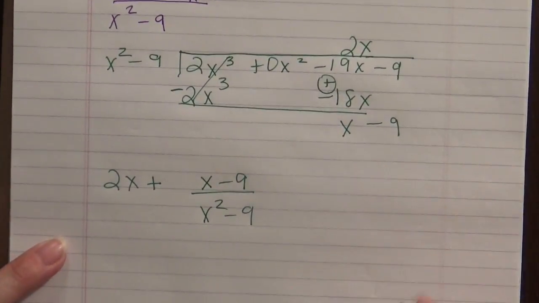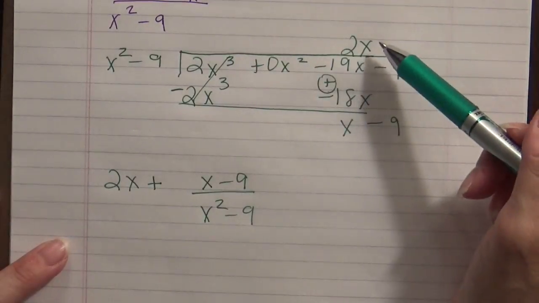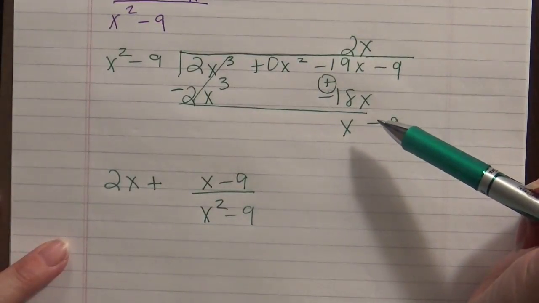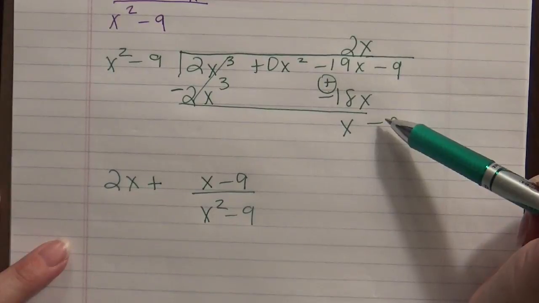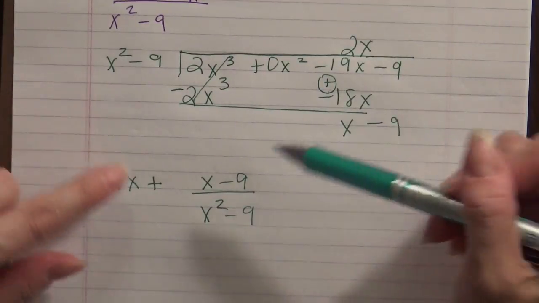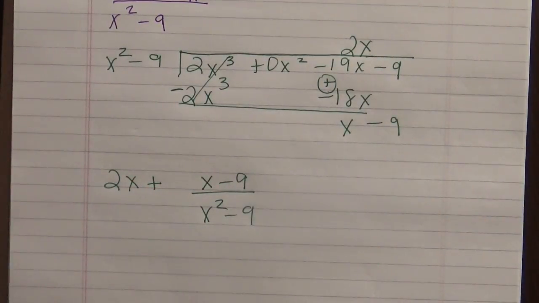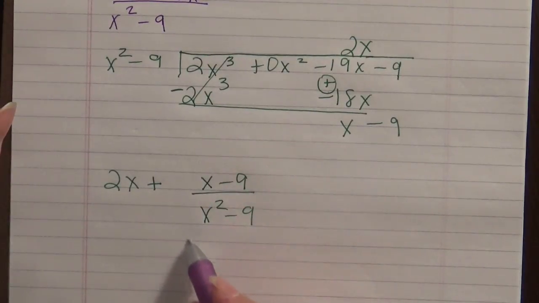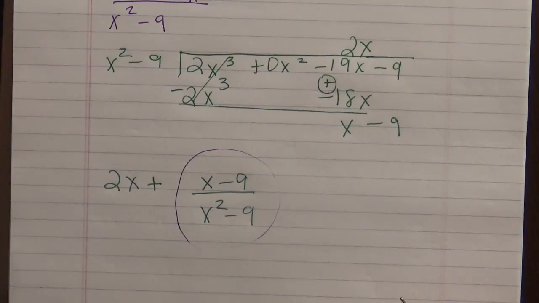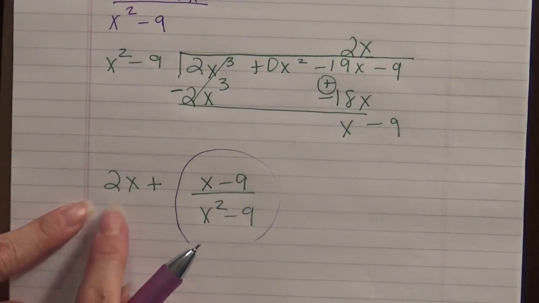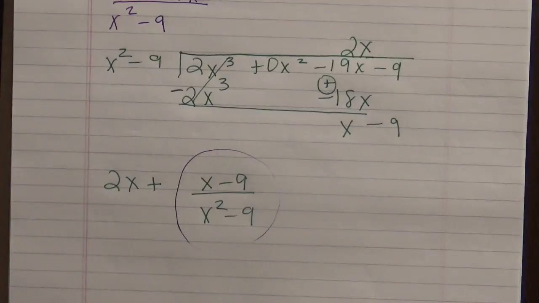Okay, so far so good. We got a quotient of 2x. Our remainder was x minus 9, and we would write the remainder over the divisor, so we've got x minus 9 over x squared minus 9. However, we now are going to do the partial fraction decomposition for this fraction. And our final answer will still have this quotient of 2x as part of the answer.